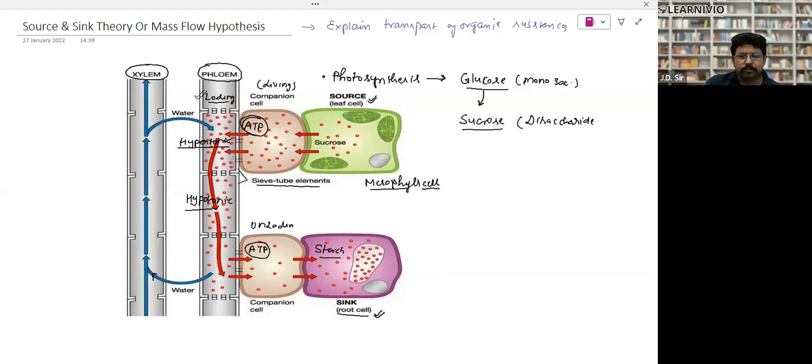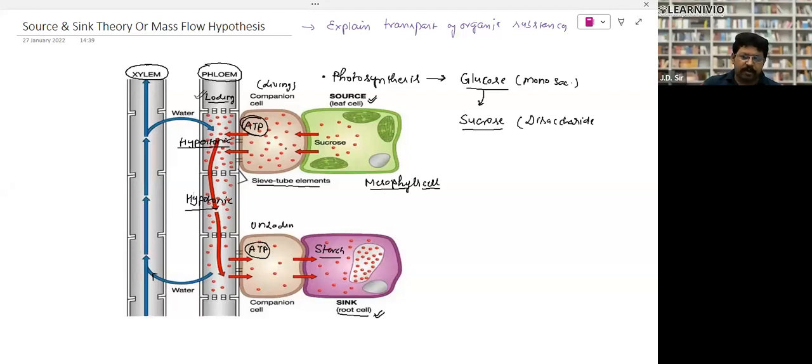Again, due to the unloading, this sucrose is transferred to the nearby companion cell, and water gets detached, right? Means water gets separated. Why? Because this sucrose will be converted into starch, which is insoluble in water, right? Now what happened? Companion cell takes, means unload. Unloading is also an active process. Again, the expenditure of energy takes place. Energy is spent over here.